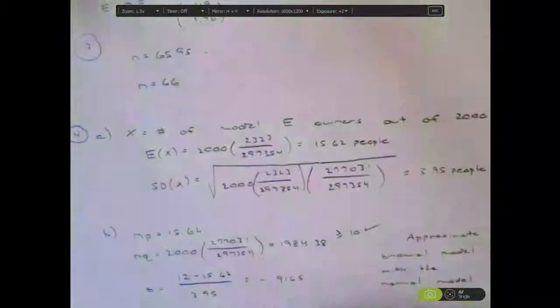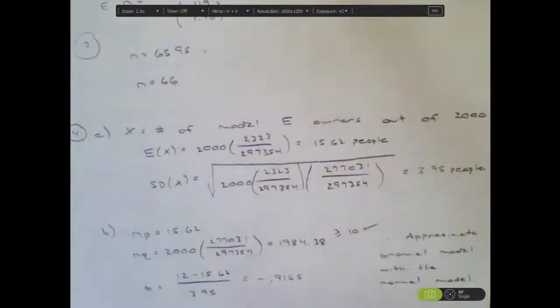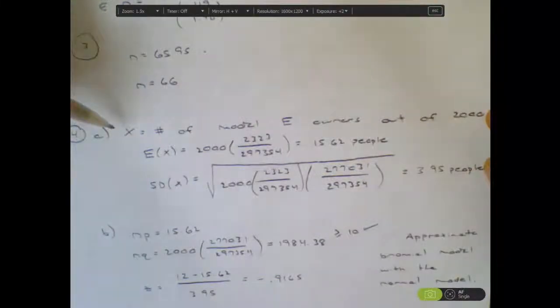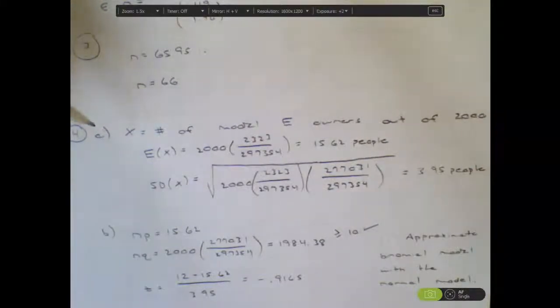I think I mentioned it's hardly ever been on the rubric, but you'll notice I didn't talk about them. Let me just verbally go through that. There's three components that need to be met. One, there's success or failure, so you own model E or you don't. Two, the probability of success is constant. And three, each trial is independent of one another. All three of those are met, therefore these are Bernoulli trials, therefore we can use the binomial probability model.